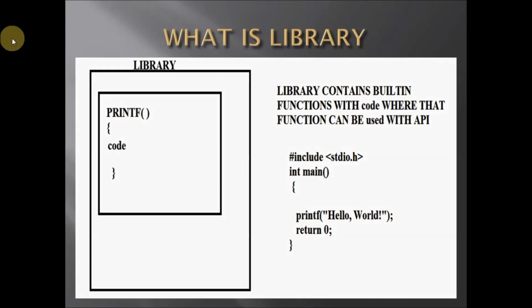Because the code is entirely stored in the library, you don't want to remember that. You just want to remember the API and you can use that in your program. So this is a library. But what is a thread library? Here this printf API allowed you to make your program simple, right?